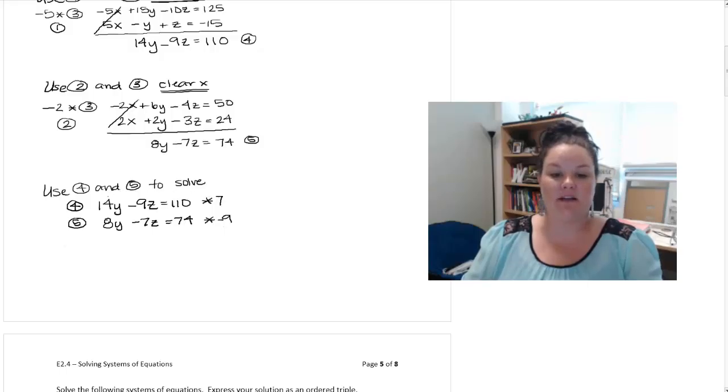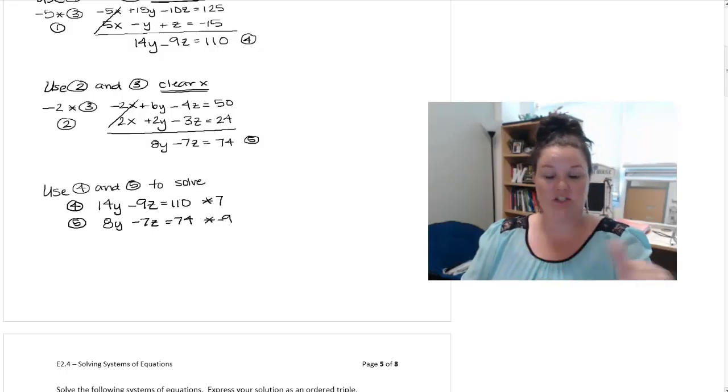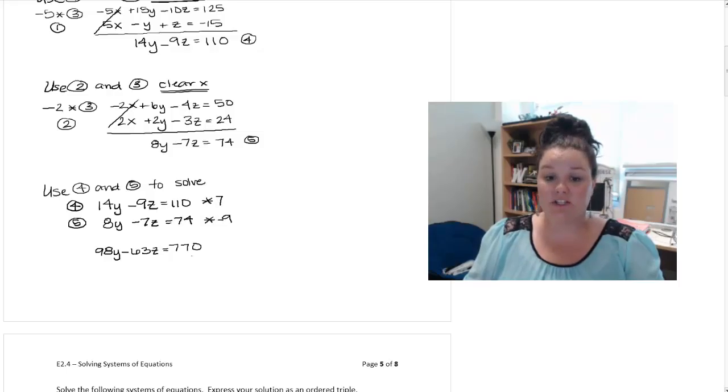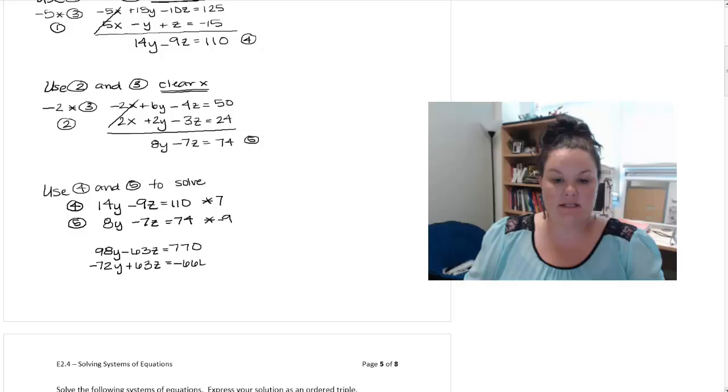If I distribute this 7 to the entire equation number 4, 14 times 7 is 98y. Negative 9 times 7 is negative 63z. Is equal to 110 times 7, which is 770. Then on the second equation, I go ahead and distribute that negative 9. So 8 times negative 9 is negative 72y. Negative 7 times negative 9 is positive 63z. And 74 times negative 9 is negative 666.